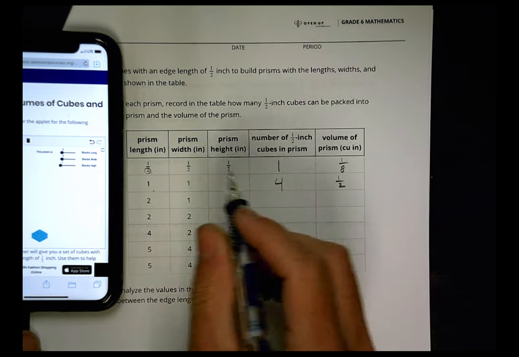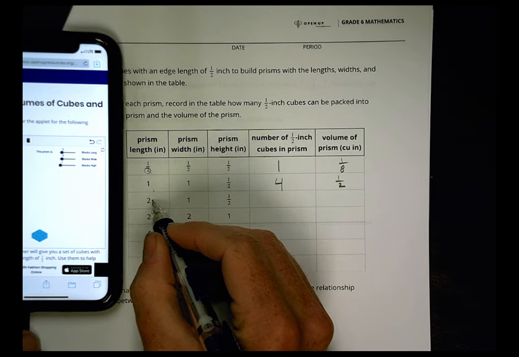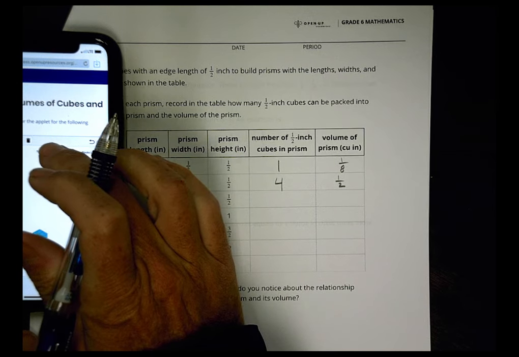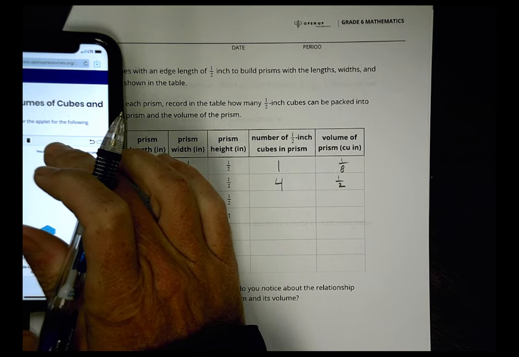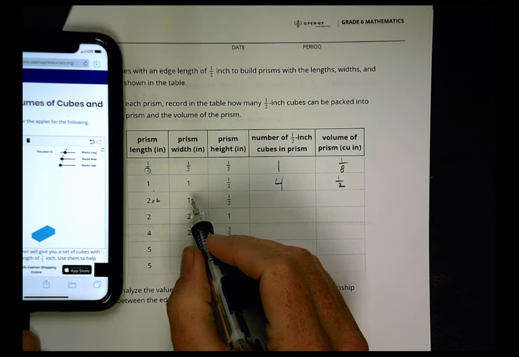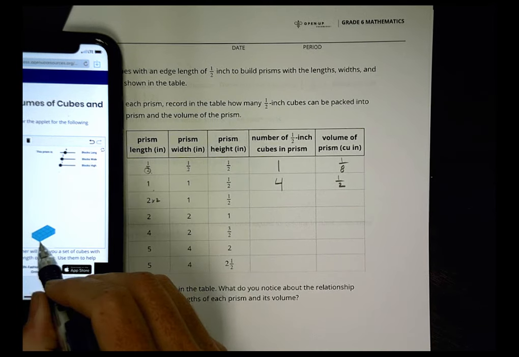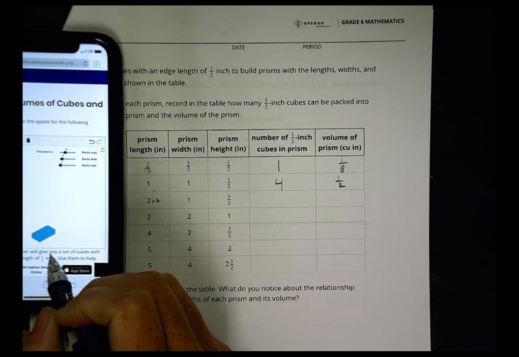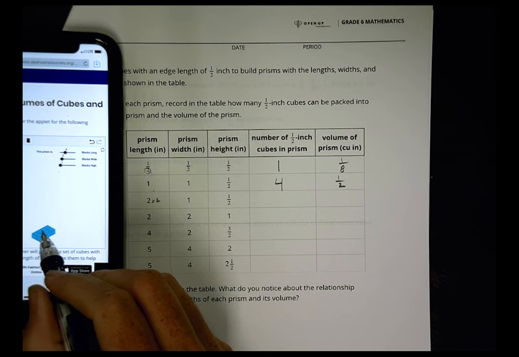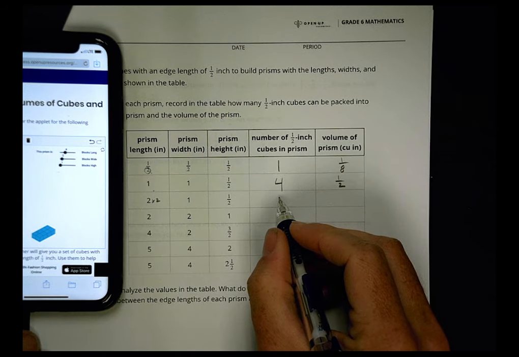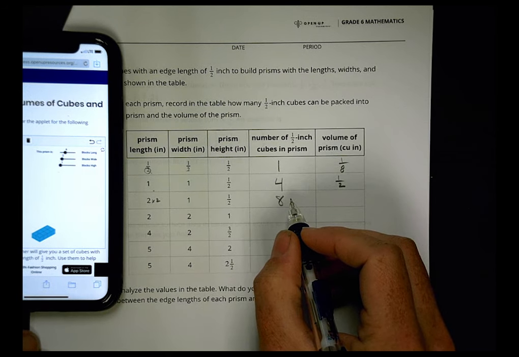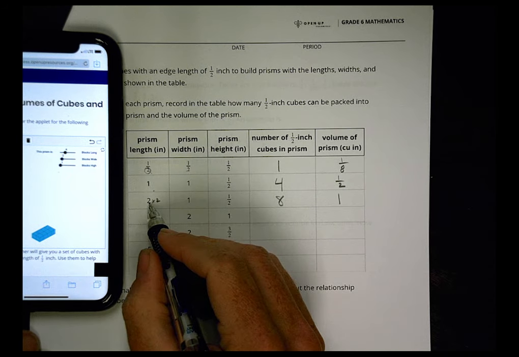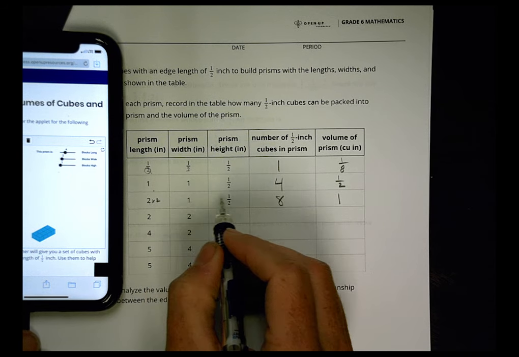Okay, the next one, the length is going to be 2. So again, I have to double that since I'm using 1/2 inch things. So I'm going to make the length 4. My prism is 1, my width is 1, so there's my 4 and my 1, and the height is still that. So how many cubes did I use? I used 1, 2, 3, 4, 5, 6, 7, 8 cubes. And my volume is going to be equal to 1. Why is it equal to 1? Well, 2 times 1 is 2, and 2 times a 1/2 is 1.